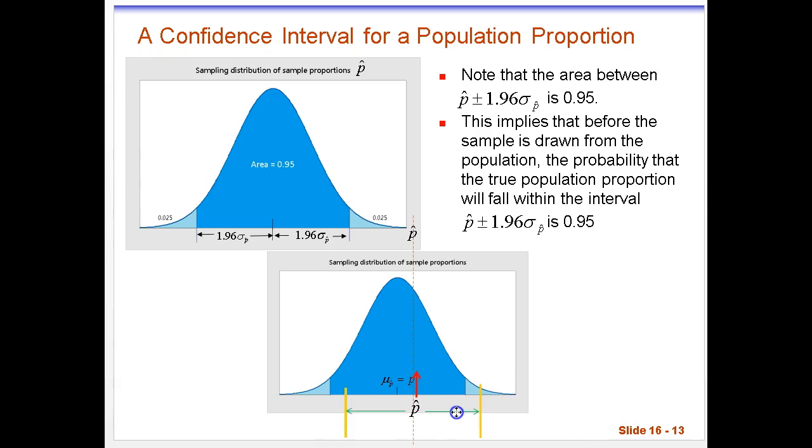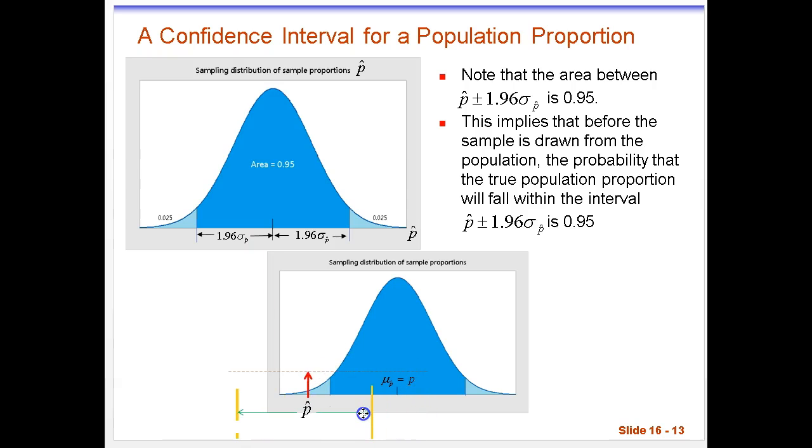Okay, if I were to take another sample, say my p-hat were to fall right here, and again I do my calculation. Does this interval contain the true population proportion? That is, this center value right here, and again the answer is yes, it does. If I come over here, does it contain the population proportion? Yes.